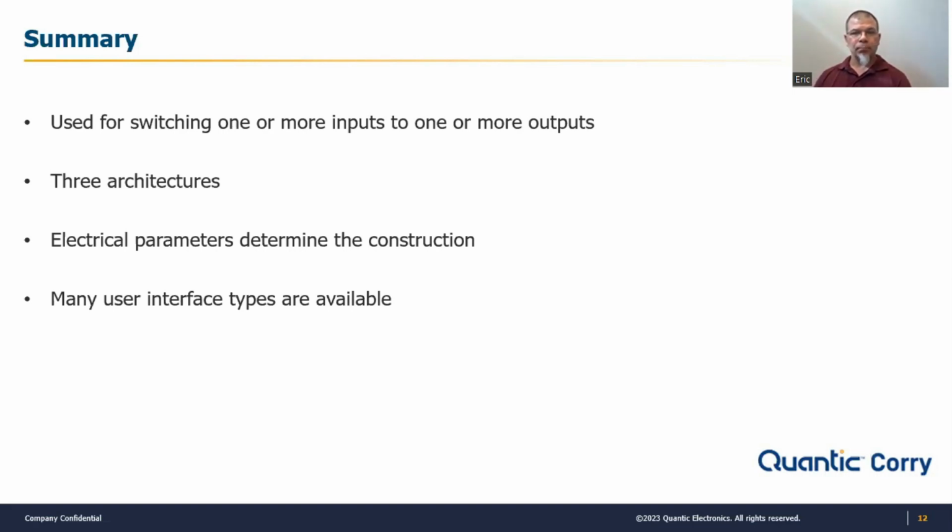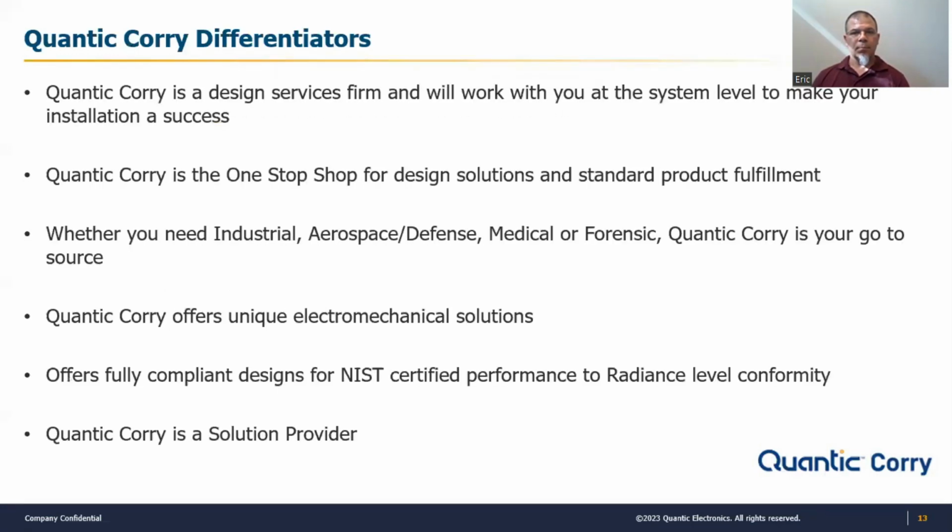Okay. And, I suppose just like as you've said, not all customers have the same needs across the board. Not all custom manufacturers are the same either. How would you describe some of the Corry differentiators? What's different about the way Corry operates, Quantic Corry?